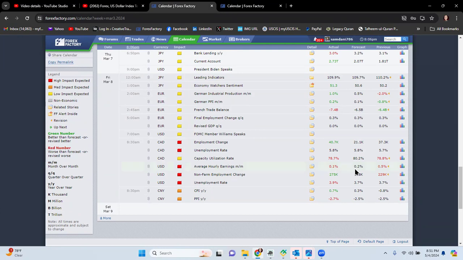Average hourly earnings 0.2 to 0.1, bad. Non-farm employment from 198,000 to 275,000, right? So it went up, and it was very good numbers. And then unemployment went from 3.7 to 3.9, bad. So what happened? It's kind of a mixed thing, right? So it came down first, and then it went up.